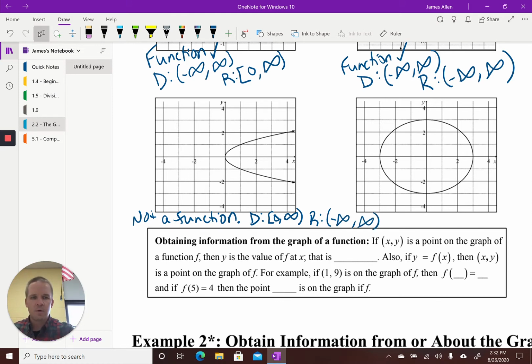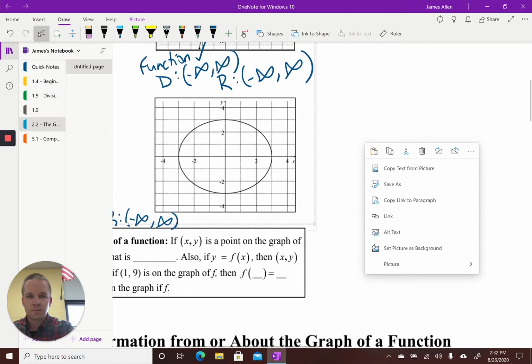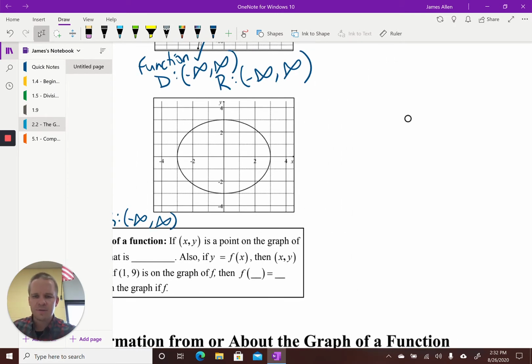Okay, awesome. One last one here. We got ourselves a little, looks like a circle here with a consistent radius. So yep, circle for sure. Is it a function? Does it pass the vertical line test? It's hitting twice. Not a function.